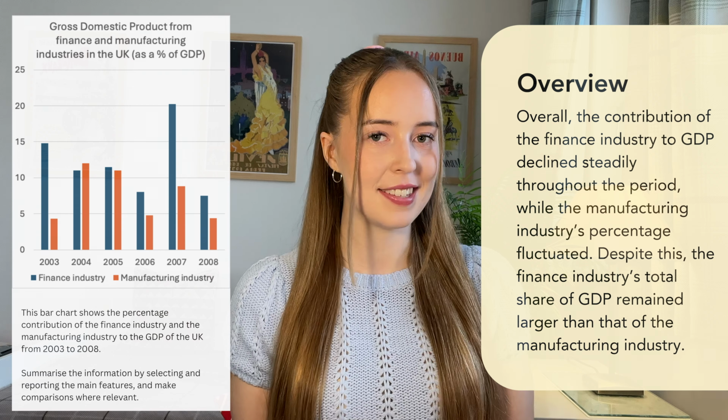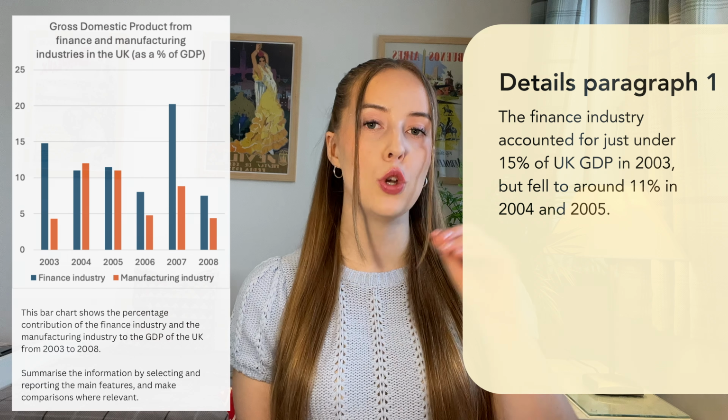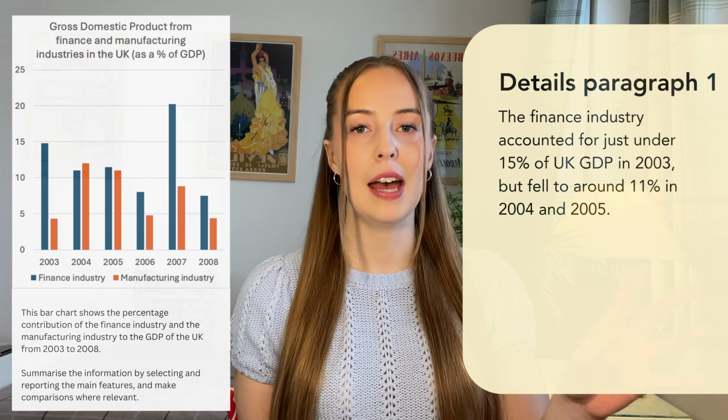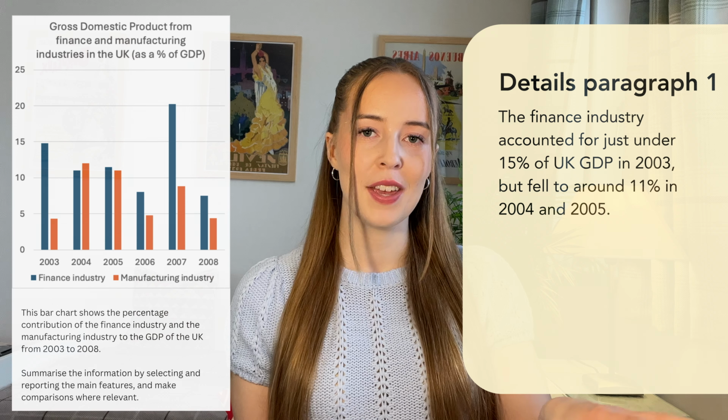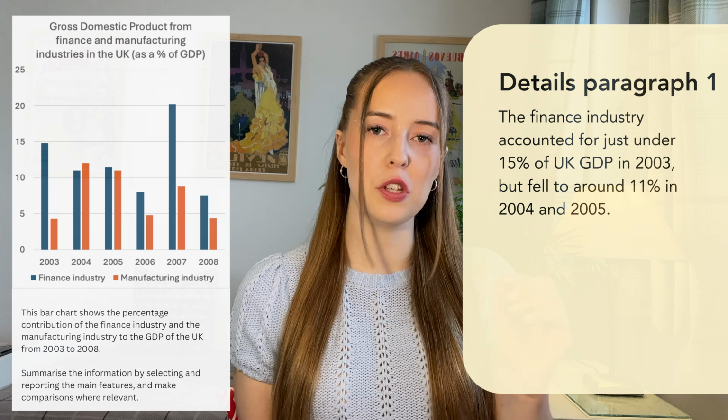of UK GDP in 2003, but fell to around 11% in 2004 and 2005. So what I've done is I've divided the data into chunks. The first chunk I've taken for my finance paragraph is from 2003 to 2005, and I've described it in detail. So it's very high at the start, it moves down and then stays around the same. We do not need to point out the minute difference between 2004 and 2005. As long as we use qualifying words like around, we can say that the data stays level.